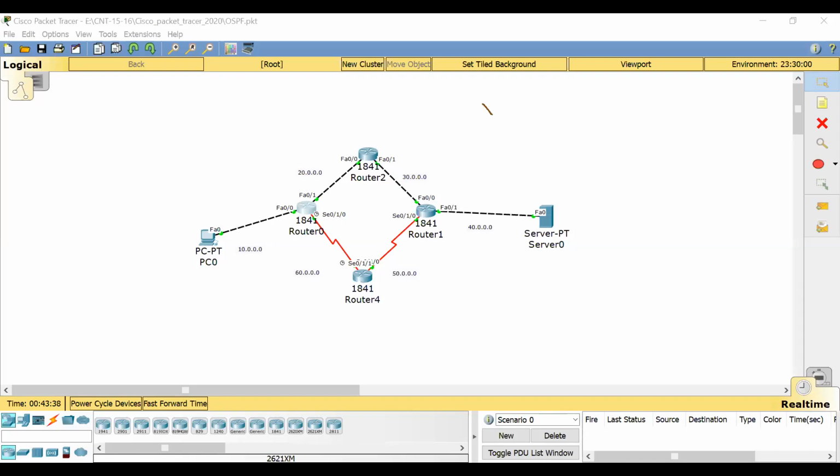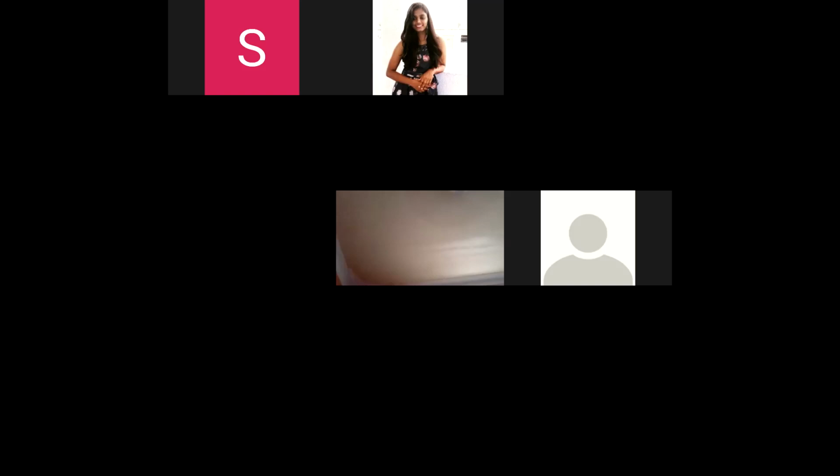We can see the configuration commands also, but I think because of time we won't be able to see the commands, but still we can try for one topology which I have designed here. Now share the screen again.